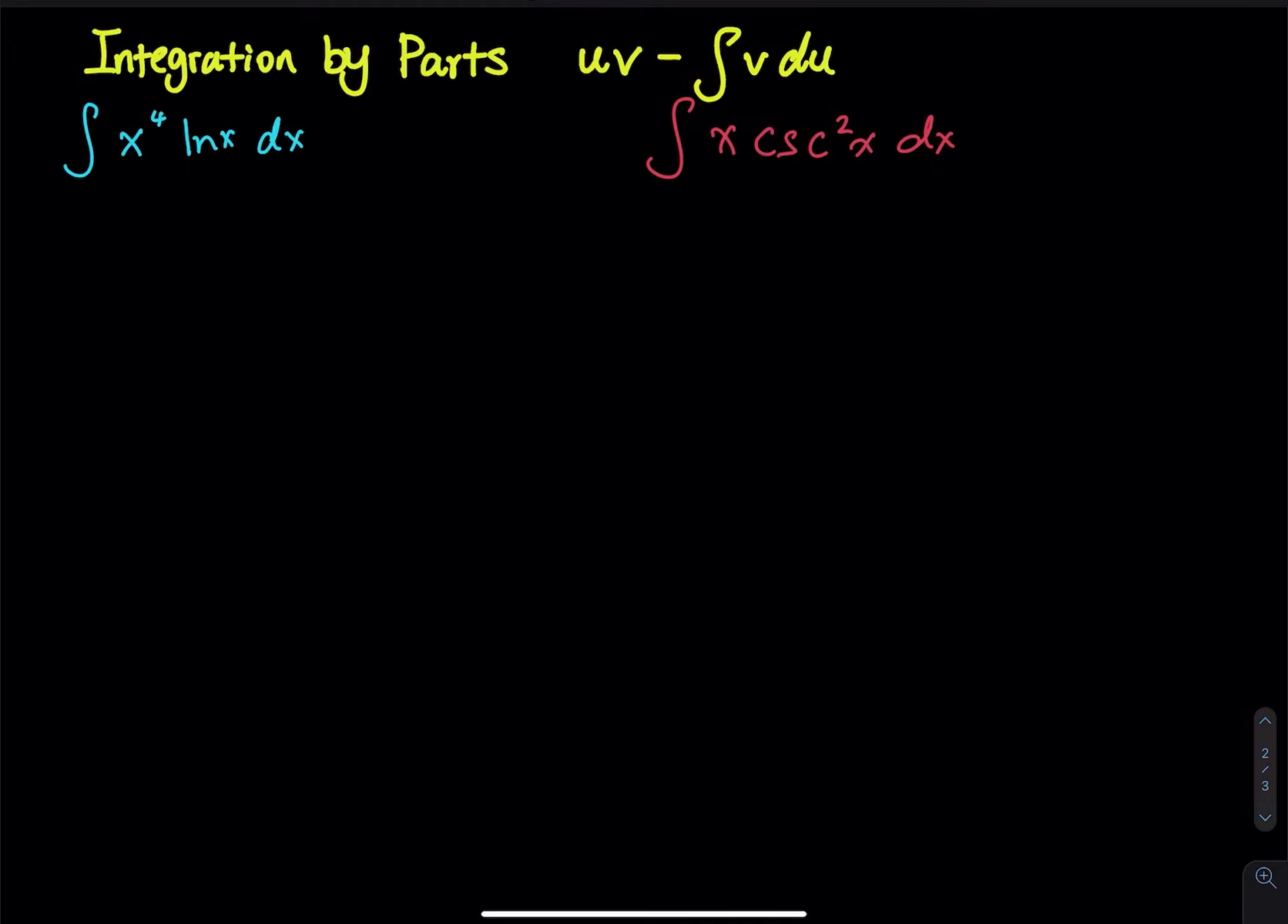All right, we have two integration by parts problems in here. I just want to do two, not three, not four, because I don't want to make the video too long. So the first one is the integral of x to the fourth ln x dx.